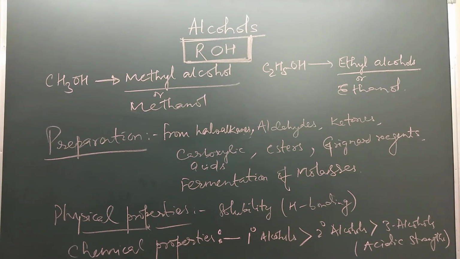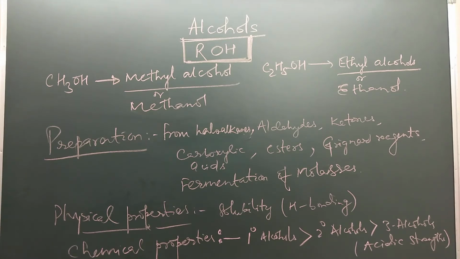So let's begin. First is CH3OH. It is also called methyl alcohol or methanol. Methanol is the IUPAC name of methyl alcohol. And C2H5OH, the most common alcohol, is also called ethyl alcohol or ethanol. So alcohols are mostly prepared from haloalkanes, RX, aldehydes, RCHO, ketones, R-C=O-R, carboxylic acids, RCOOH, esters, RCOOR, Grignard reagent, alkyl magnesium halide, and fermentation of molasses.